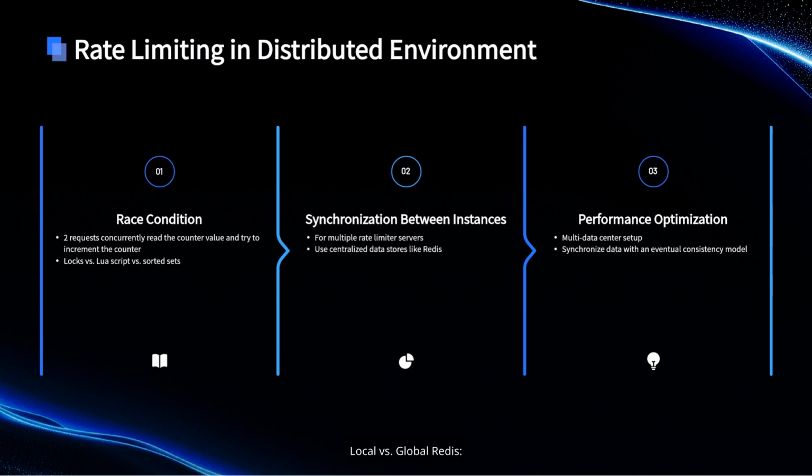Local versus global Redis. You might deploy local Redis instances per region for low latency. Each handles rate limiting locally and syncs periodically with a central control plane or uses eventual consistency models. Eventual consistency model. For non-critical traffic, allow some leeway. Slight temporary overages in local regions may be acceptable. Use background jobs to reconcile counters or throttle aggressive users retroactively.